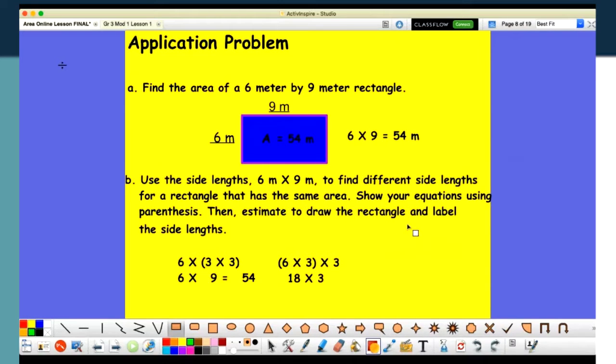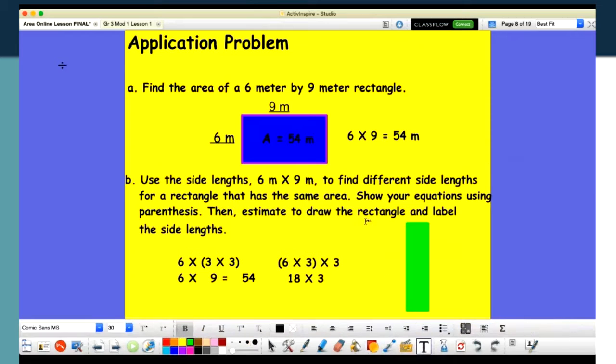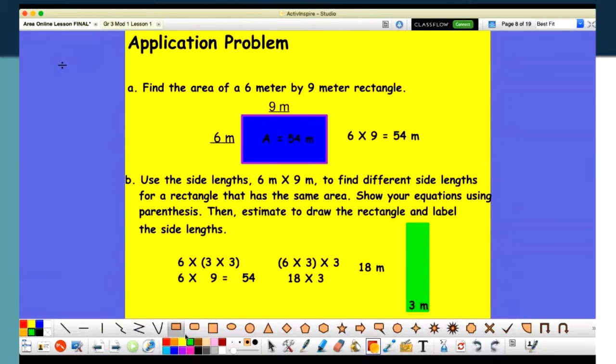So if I do a rectangle here, and I know that this side length over here, this longer length, would be the 18 meters, okay? And I know that this length, the width, would be 3 meters going across. Okay, so in this situation, I could break that 18 into 2 smaller facts.